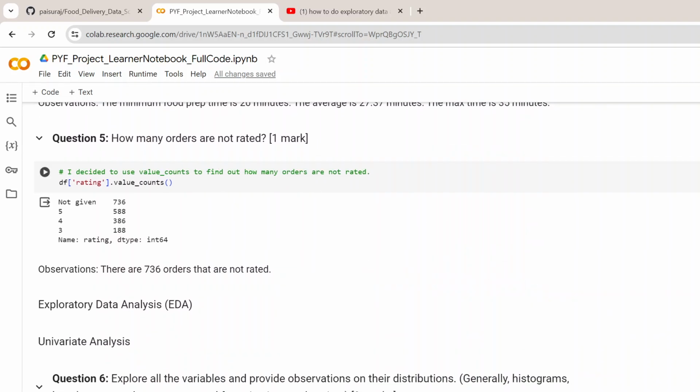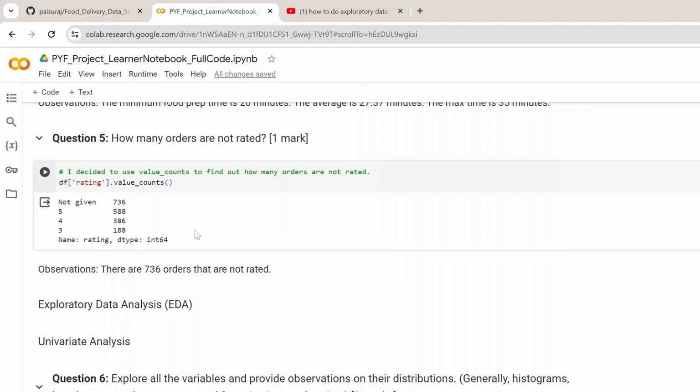Value counts. Man, I have a bit of a cough today, but if we use value counts, it returns what are the different labels that are associated. So in this case, what are users rating the restaurants? We could see that some people are giving 3 stars, 4 stars, 5 stars, but we see a large majority are not given.